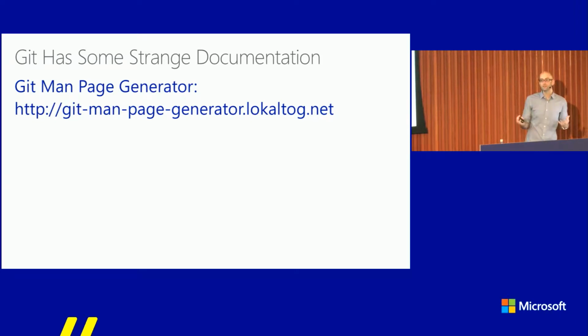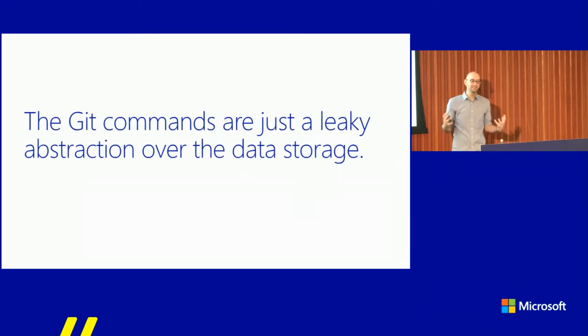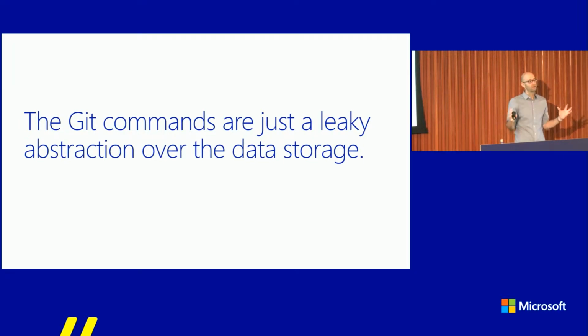So why do we use this crazy system called Git? Well, it's really powerful, even though it's a bit challenging. And it turns out the easiest way to really understand Git is to realize that it's just a leaky abstraction, the commands are, over the data storage model, which is actually beautiful. And so you can get a lot of power out of Git by understanding how that works.